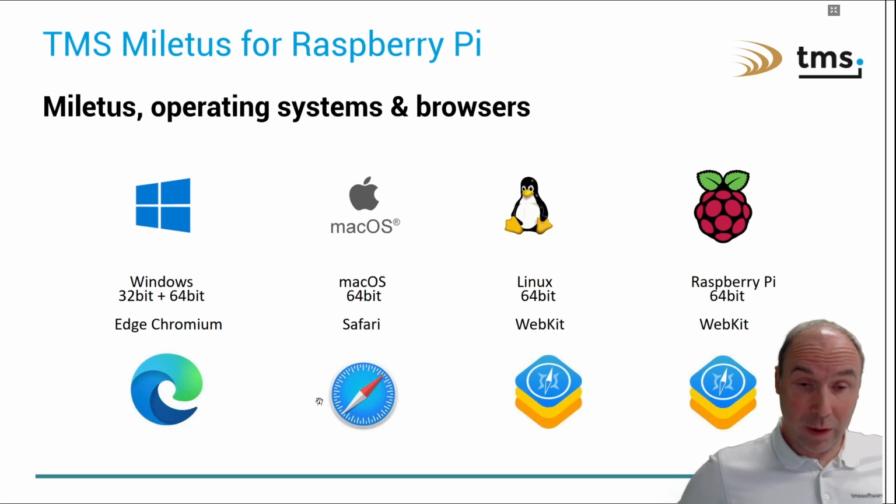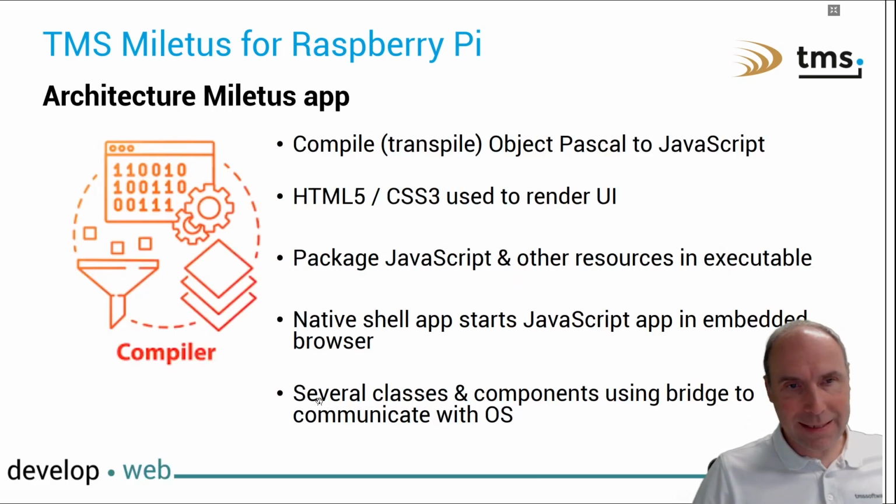So on the Windows operating system, we have the Edge Chromium browser. On macOS, we use the natively available Safari browser. On Linux, this is the WebKit browser, and the same applies to Raspberry Pi, where also WebKit is the default browser. In a nutshell, this means that there is no separate browser engine to install. So in terms of deployment, you do not have to redeploy a browser engine together with your application. Miletus is simply using what is available, what comes with the operating system.